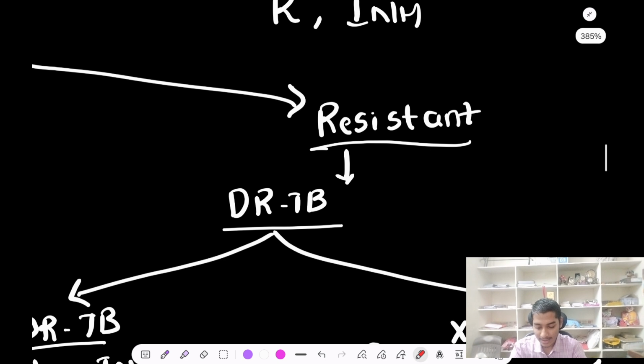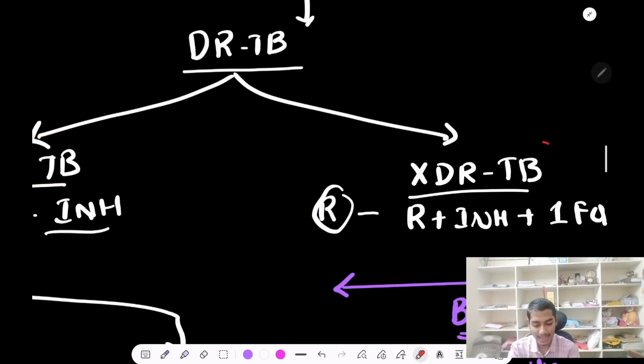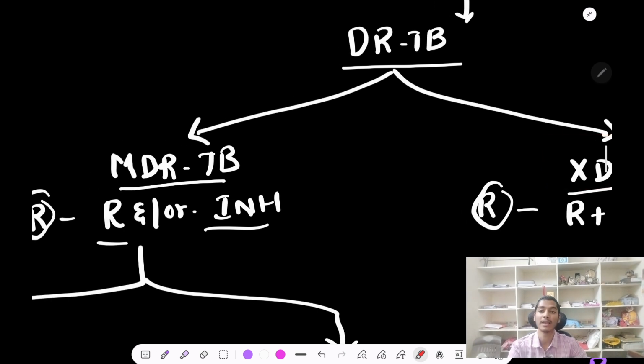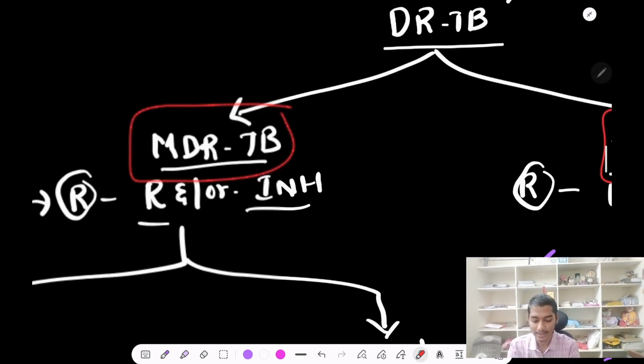This drug resistant TB may be of two forms: one is multi-drug resistant TB and the other is extensively drug resistant TB. Definitely in the microbiology or pharmacology practical viva, they will ask about the definition of multi-drug resistant TB as well as extensively drug resistant TB.